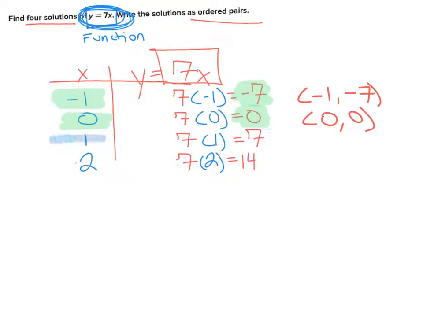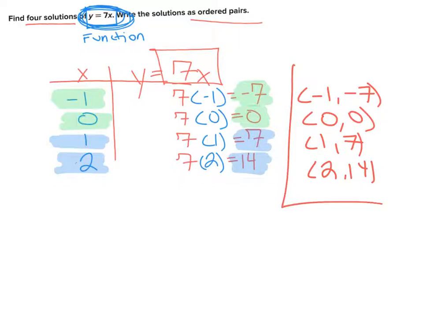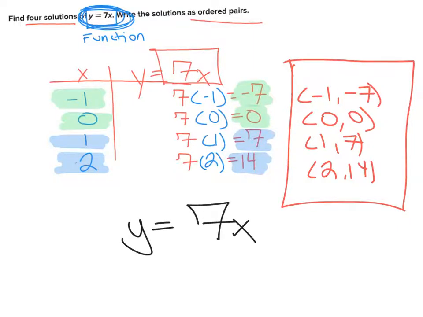When x is 1, y is 7, so my next ordered pair will be (1, 7). And when x is 2, y is 14, so my last ordered pair is (2, 14). So this is my answer. These are my 4 solutions, or my 4 ordered pairs, that I get from the function y equals 7 times x.